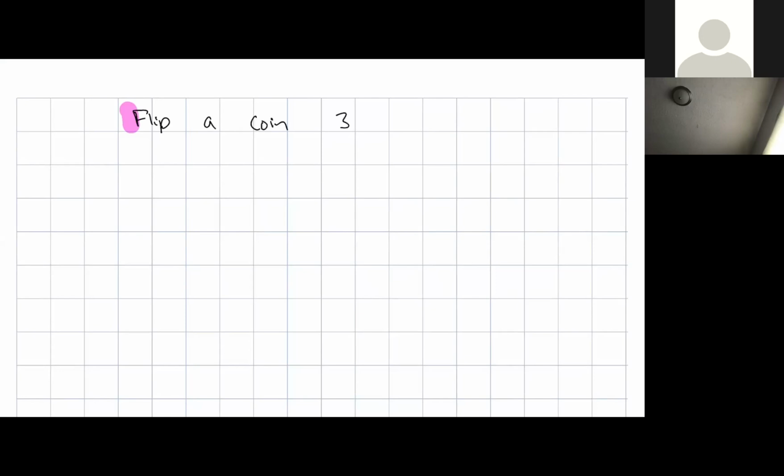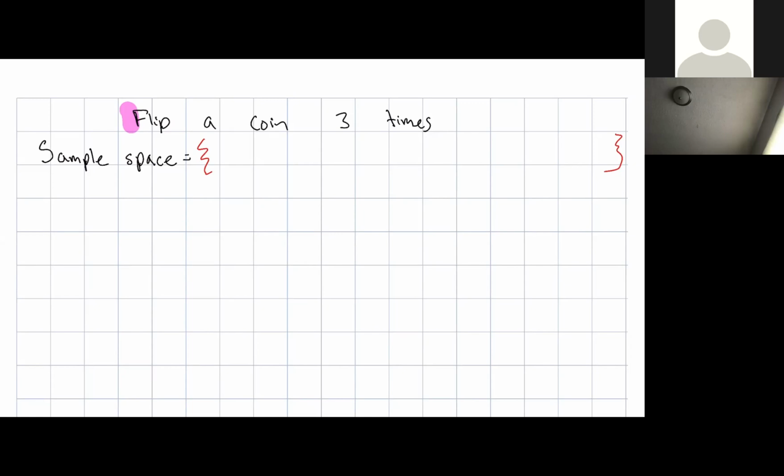And what we're gonna do, we're gonna flip the coin 3 times. So what we wanna do, we're gonna get the sample space. So in case you forgot what the sample space is, the sample space is when we just list out all of the possible outcomes when doing this. Okay, so I'll get it started.